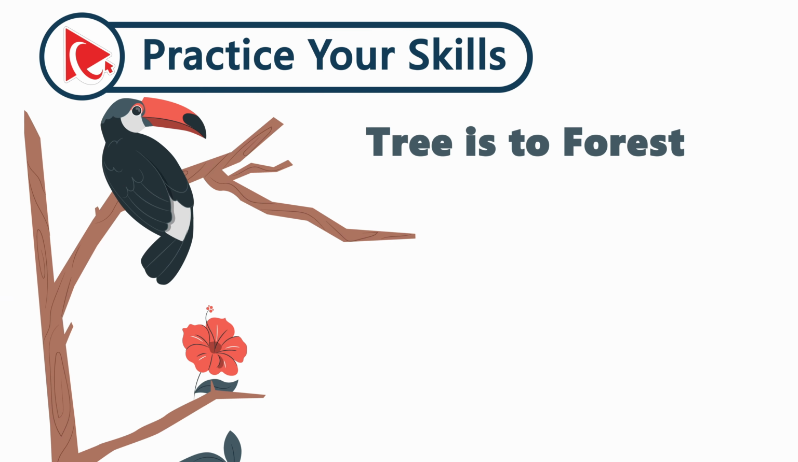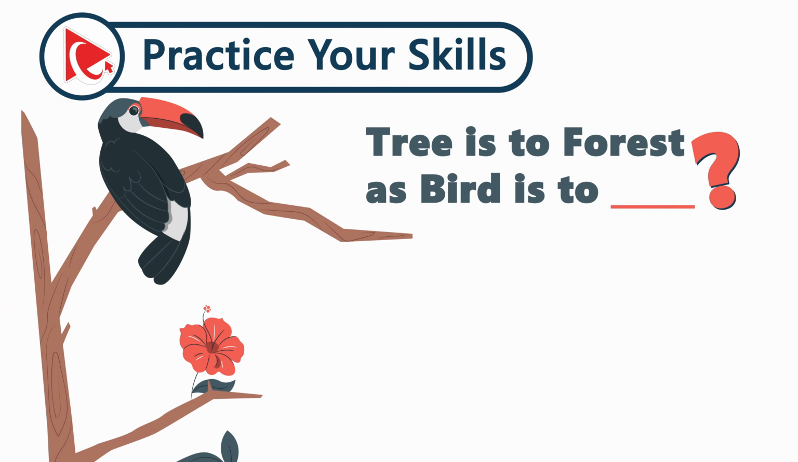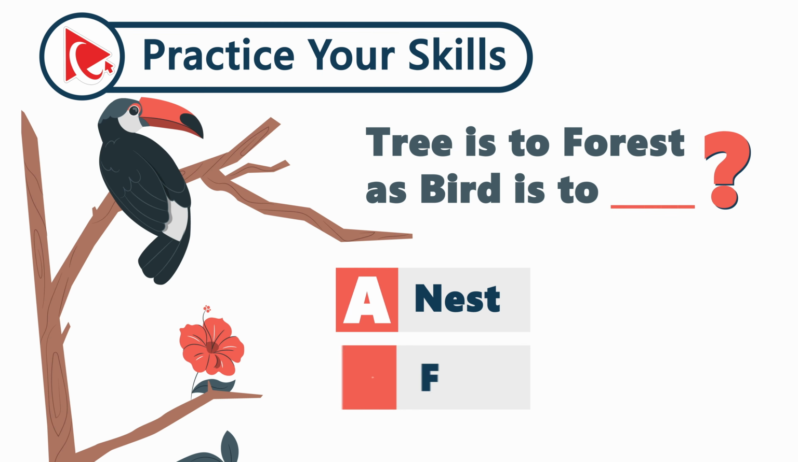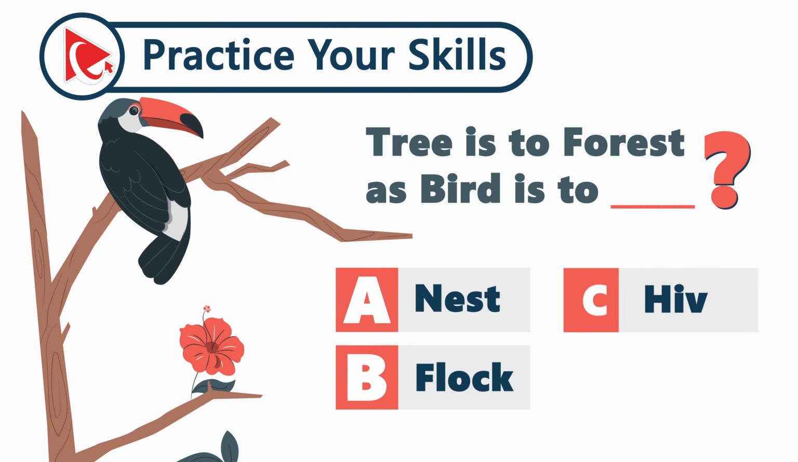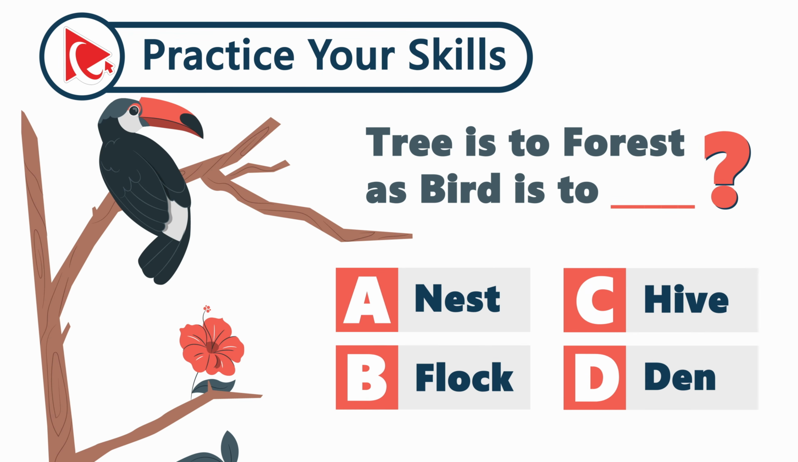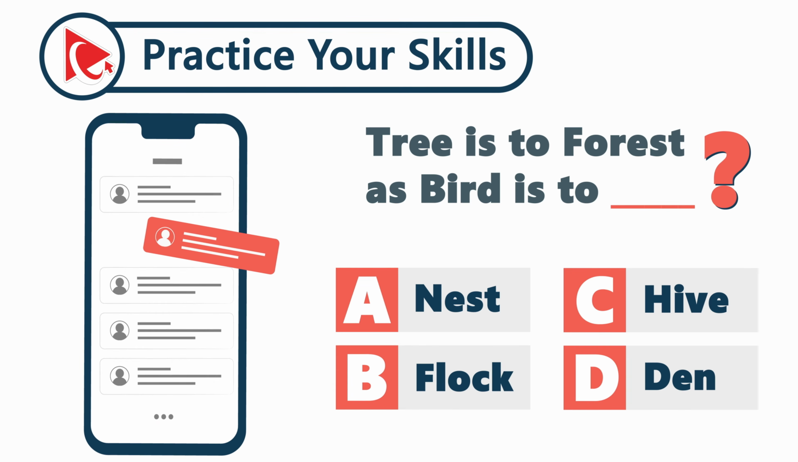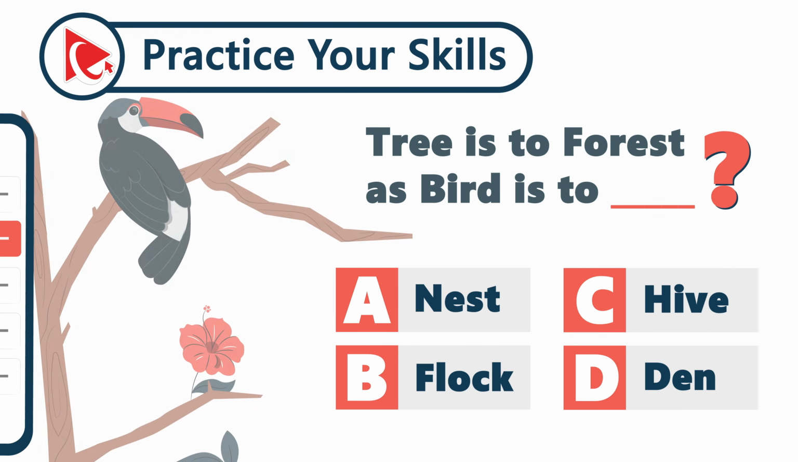You're presented with the statement, tree is to forest as bird is to, and your answer needs to be selected as one out of 4 possible choices. Choice A, nest, choice B, flock, choice C, hive, and choice D, den. After you've selected your final answer, post it in comments and I'll share my feedback. Enjoy solving this cool problem.